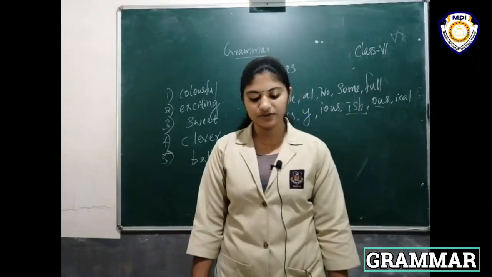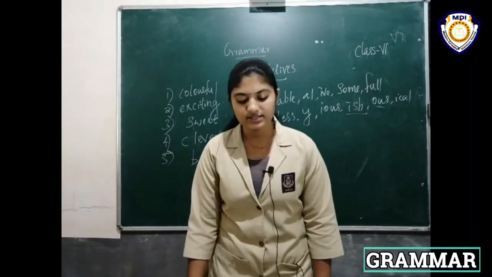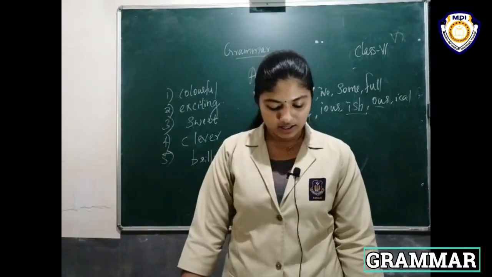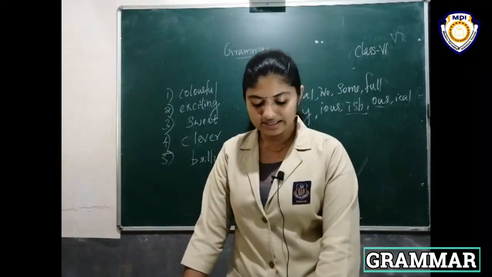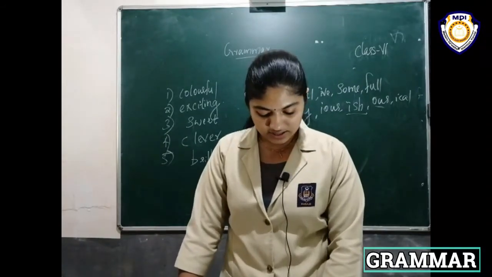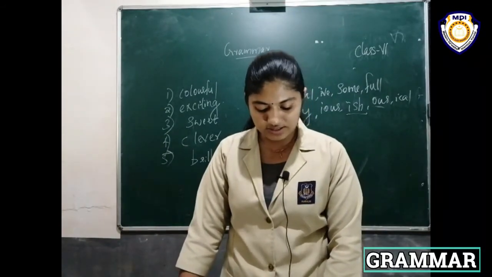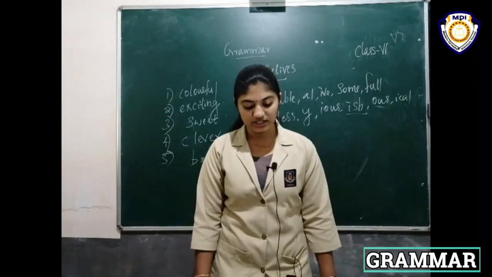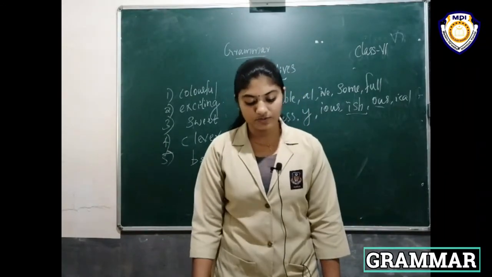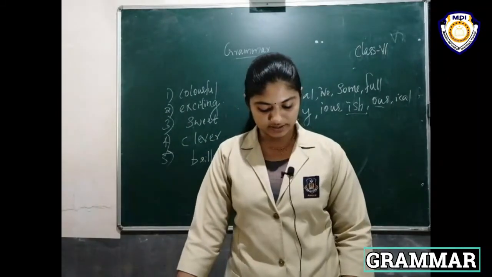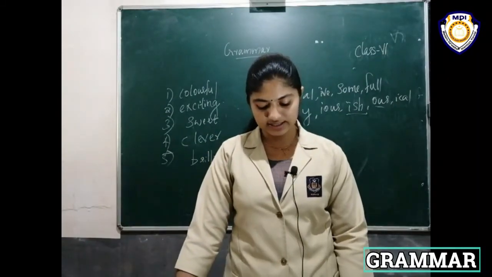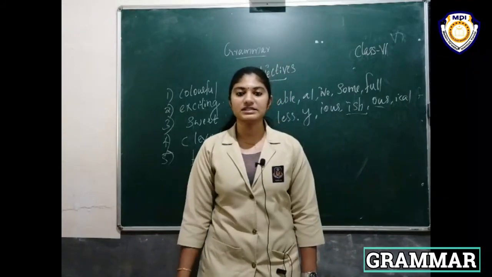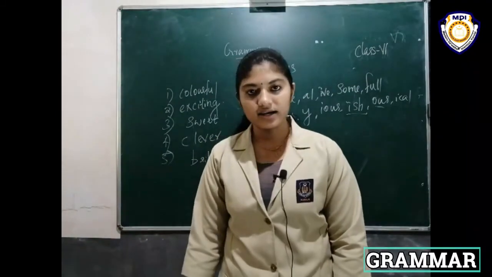We can form adjectives from nouns and verbs by adding suffixes such as able, ish, some, full, less, etc. Then we studied that we can also form adjectives from verbs by adding ing, ed, t, n, en. These forms of verbs are called participles. Just complete these sentences and fill in the crosswords. If you have any doubts, please ask me.